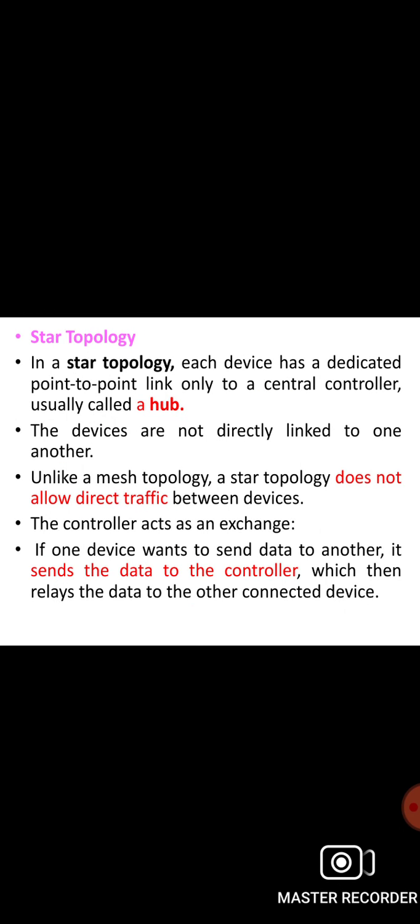And now let's move on to star topology. In star topology, each device has a dedicated point-to-point link only to a central controller, as you can see in this diagram. And this central controller is usually called a hub. The devices are not directly linked to one another. Unlike a mesh topology, a star topology doesn't allow direct traffic between devices. The controller acts as an exchange.